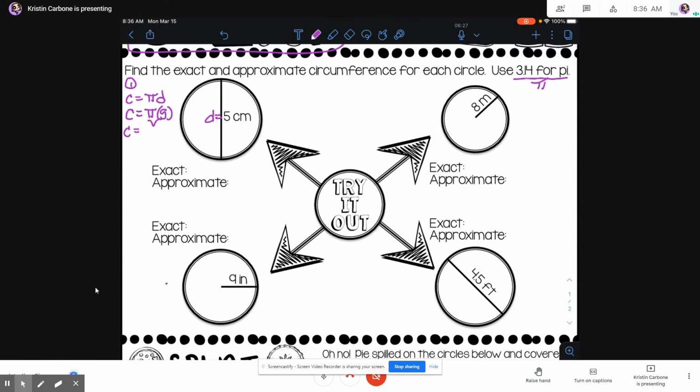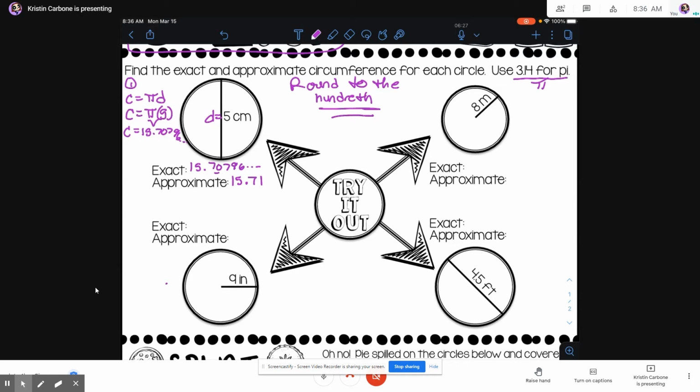When we multiply 5 times pi, we get an exact value of 15.70796... We'll put this in our exact value. Now, I'm going to have you round to the 100th place for every single one of these. So you're rounding to two places. That 7 tells it to round up. It's going to be a 1. So the approximate value is 15.71.